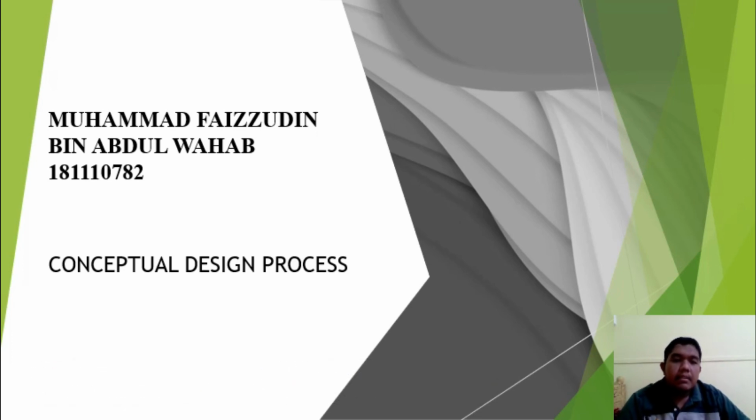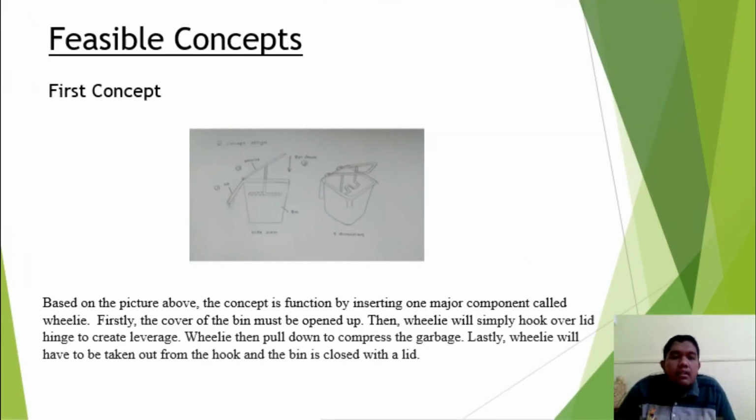I want to explain about the conceptual design process. This is our first concept. Based on the picture above, the concept functions by inserting one major component called the wheelie. Firstly, the cover of the bin must be opened up. Then, the wheelie will simply hook over the lid to create leverage. The wheelie is then pulled down to compress the garbage. Lastly, the wheelie has to be taken from the hook and the bin is closed with the lid.